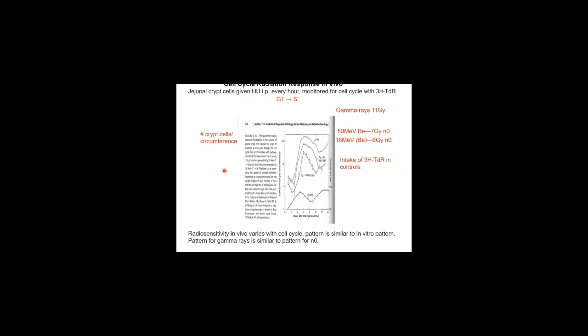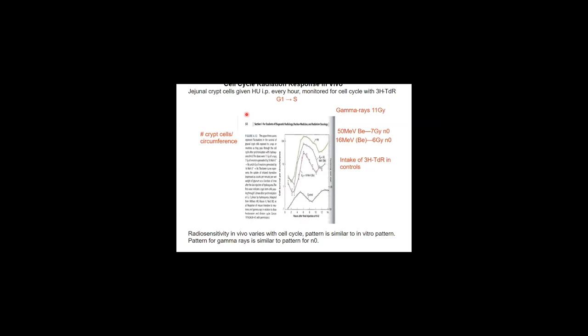Here are the survival curves. This is the surviving fraction, and this is the log of the surviving fraction against time after exposure. And this is all done in jejunal crypt cells. So there's an assay called the jejunal crypt cell assay. In that assay, what we're doing is we're looking at the gut cells that have been irradiated. And when they grow back an entire villus, that comes from a single cell. So it's kind of a way of doing a colony forming assay inside a whole animal.